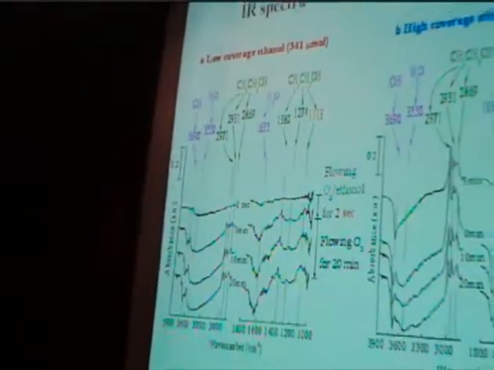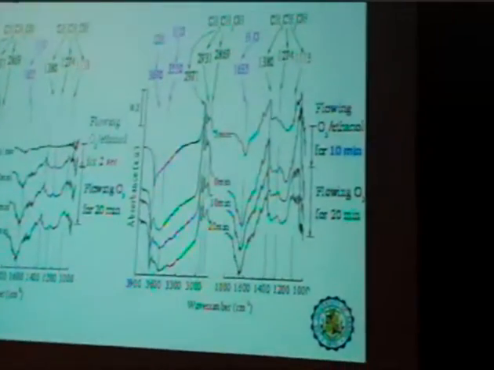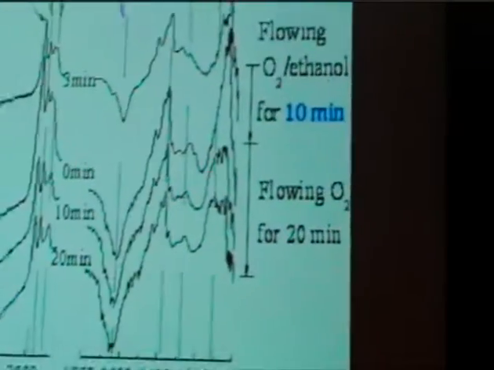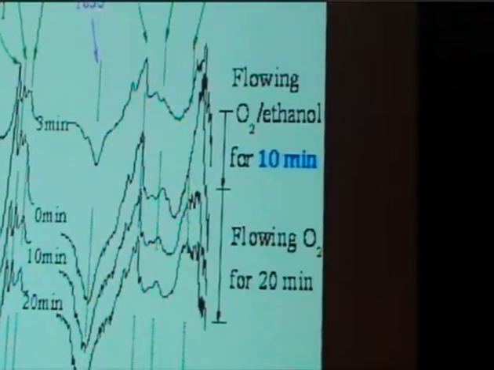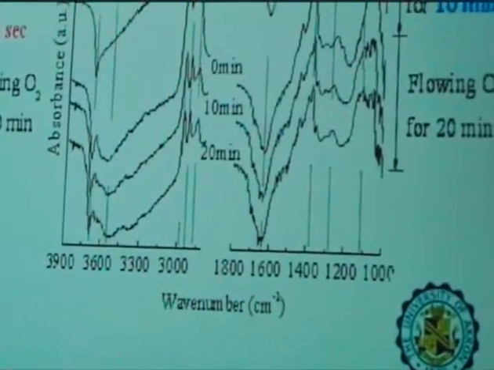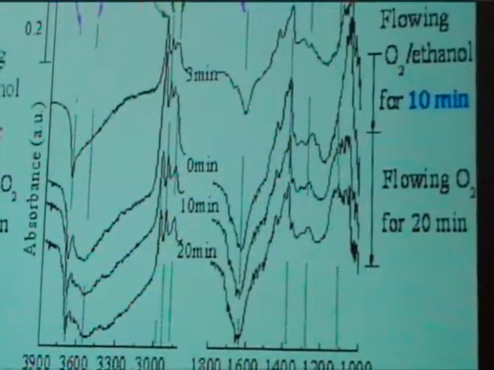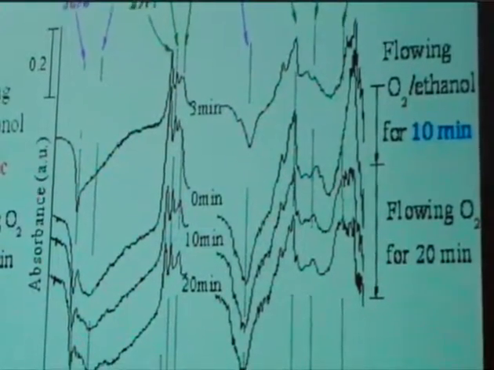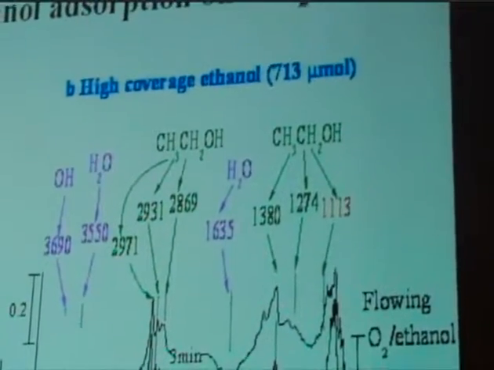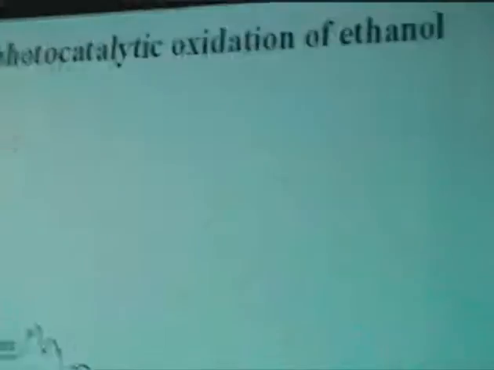Now we did a similar procedure in the high coverage ethanol. We flow oxygen and ethanol for 10 minutes, and then we purge with oxygen for 20 minutes to remove all gas phase ethanol. And again, we see the displacement of water marked by this band, and we also see the adsorption of ethanol, molecularly and dissociatively adsorbed.